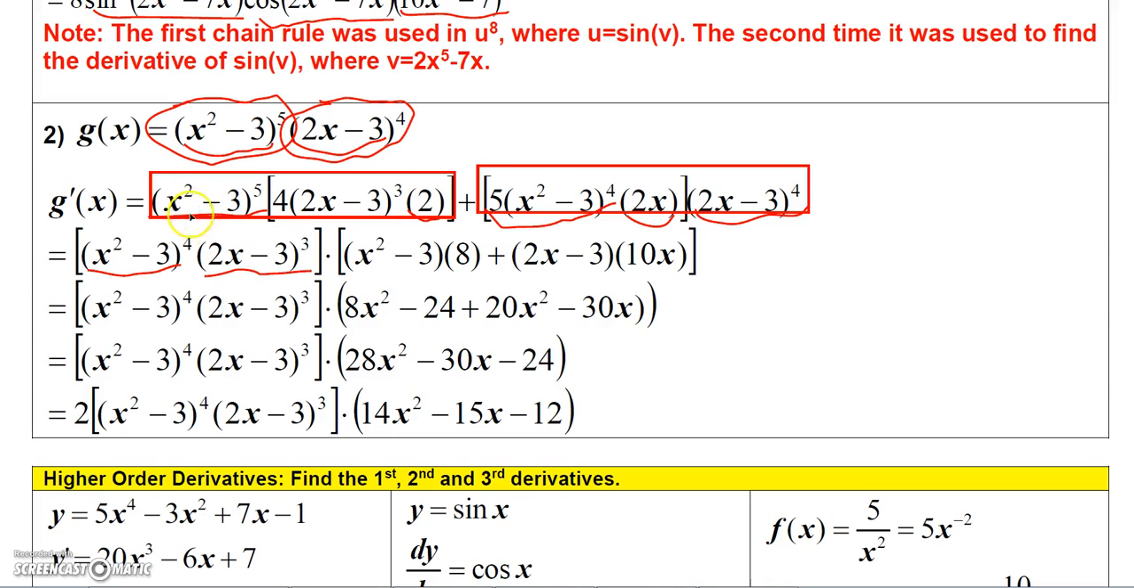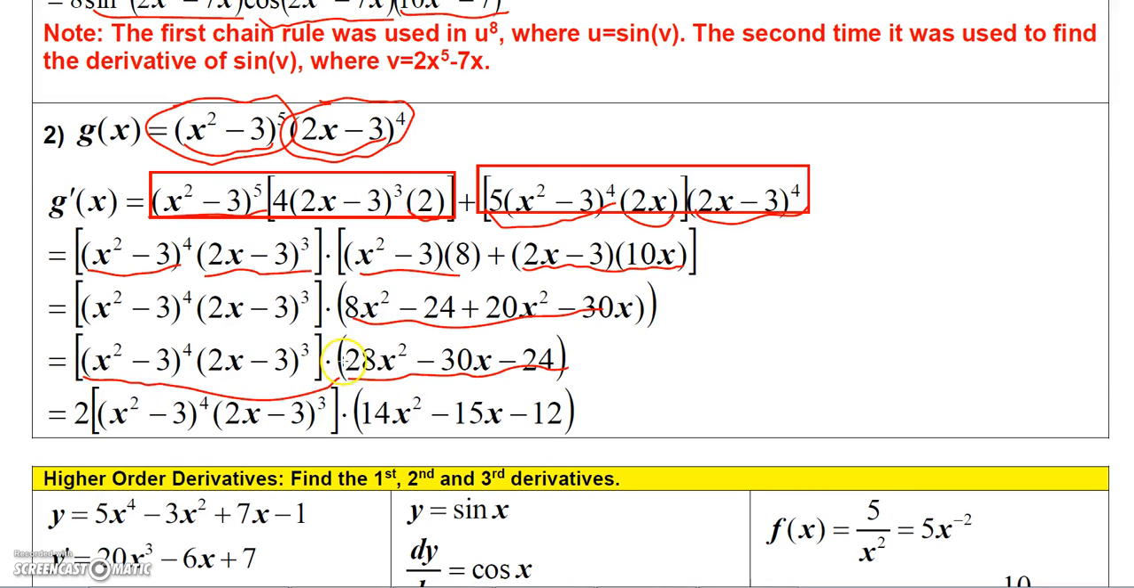Now, when I factor these two expressions out of this term, I'm just going to get x squared minus 3 times 8. And when I factor it out of this term, I'm just going to get 2x minus 3 times 10x. Then I can clean up what's inside here, and that turns out to be a trinomial, 28x squared minus 30x minus 24. And then I just bring these other factors down that I factored out.